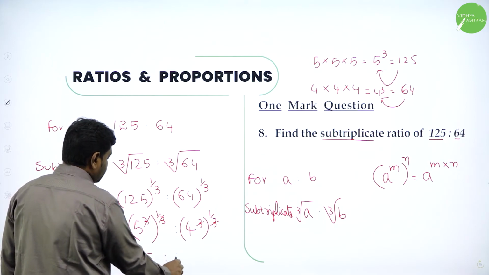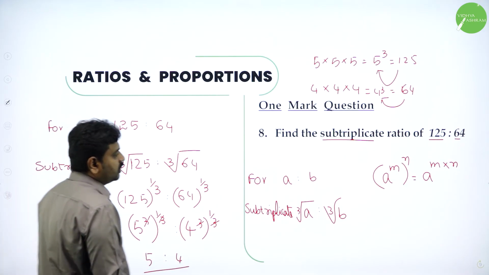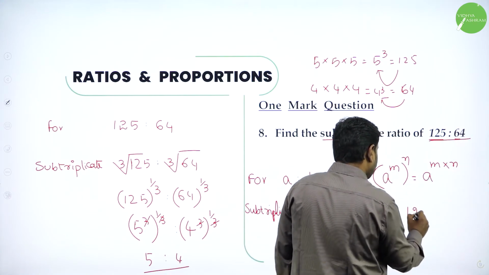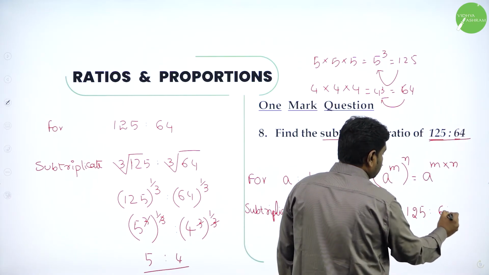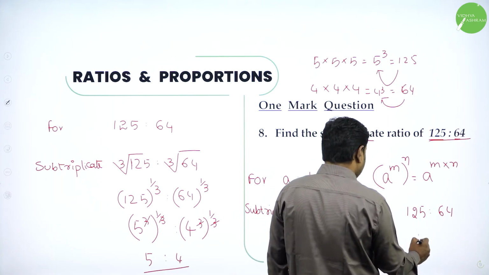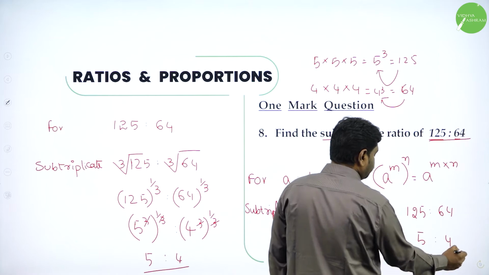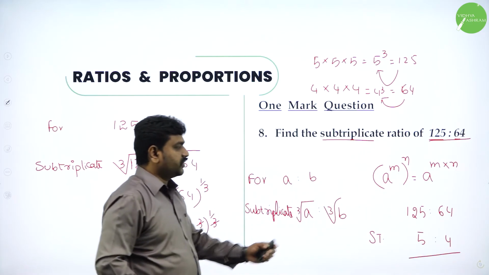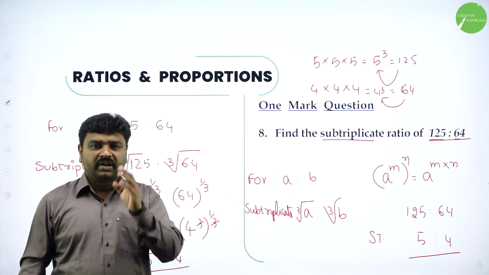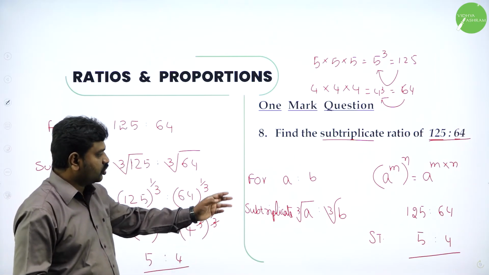We are left out with 5 is to 4. So therefore directly, for 125 is to 64 sub-triplicate, we got 5 is to 4. What is the answer? 5 is to 4. What is sub-triplicate? Cube root of A is to cube root of B. For a ratio A is to B, sub-triplicate is cube roots.